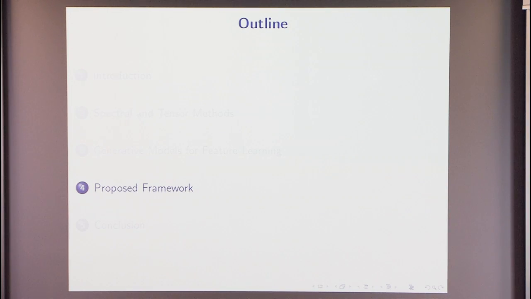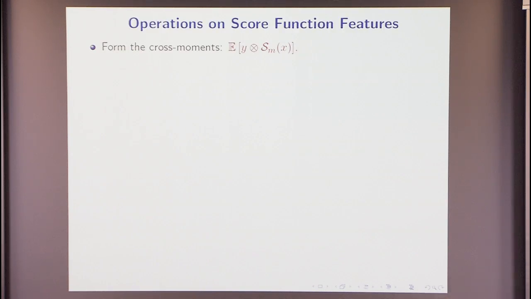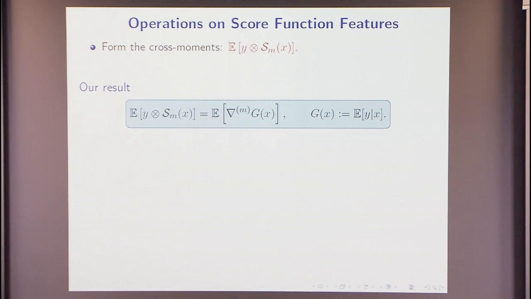So now the question is, why is this the right transformation? Why are these moments the right ones to look at? So we'll look at this cross moment between the label and these score functions. What we establish is, in fact, what these moments are revealing: they are nothing but the expected values of the gradient of the label as a function of input. So this g of x is nothing but the conditional expectation of the label given the input.